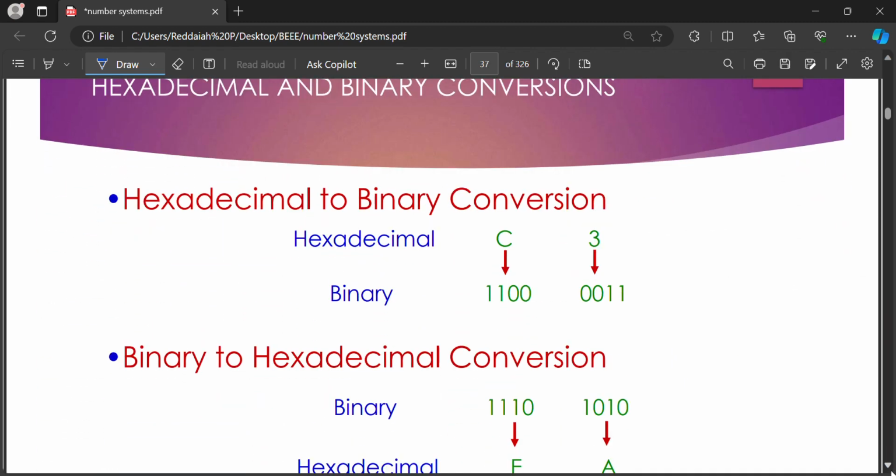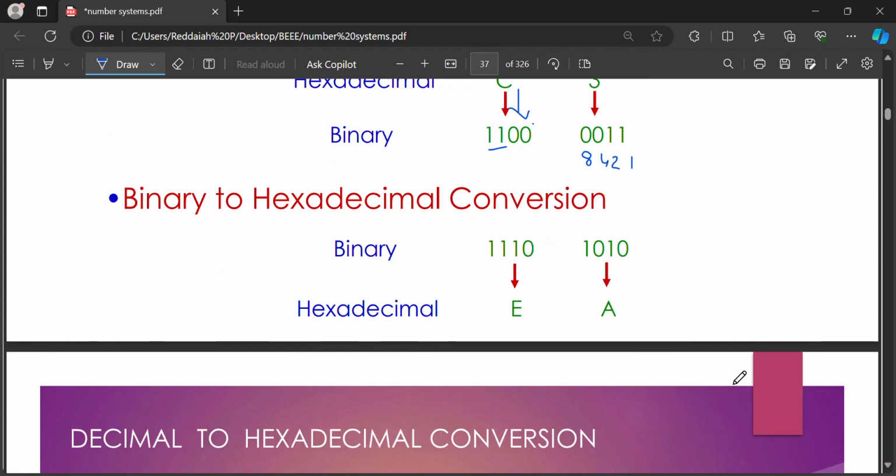Hexadecimal and binary conversions. Suppose the hexadecimal number is C3. C's binary equivalent will be 1100. A is 10, B is 11, C is 12, which is 8 plus 4. Similarly, 3 we can write with 2 and 1, using the 8, 4, 2, 1 code, or 2 power 0 also. Here 2 and 1 are only once, hence it is 3. Similarly, C3 can be written in binary like this.